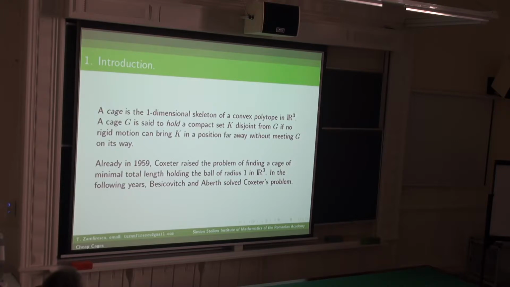The question of finding the minimal length of a cage holding the ball is old. The origins are from the 50s, when Coxeter raised this problem, finding a cage holding the unit ball. I will come back to this problem and the solution a bit later. Bezdek and Eberth solved it. Bezdek gave an example, and Eberth showed that it is optimal.